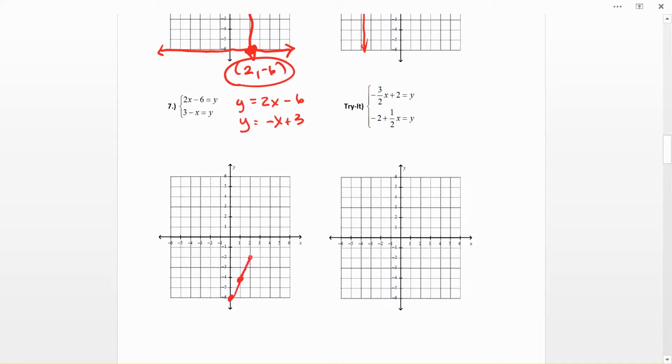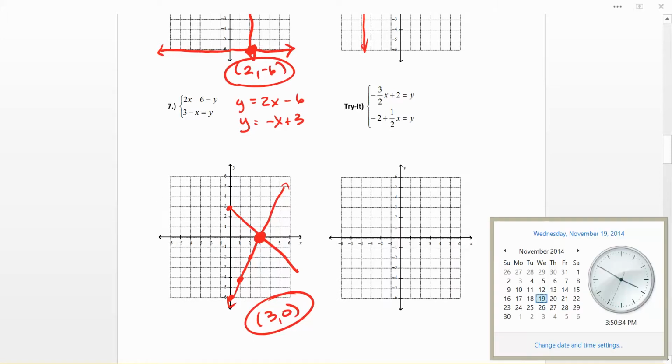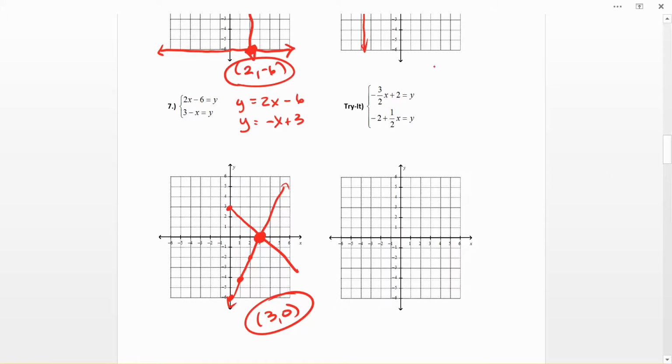So that gives me this equation here. In the next one, my y-intercept is 3, and my slope is -1 over 1. So that comes down this way, and we can see that big spot of intersection occurs at the point 3 for x and 0 for y. Go ahead and try this next problem right here.